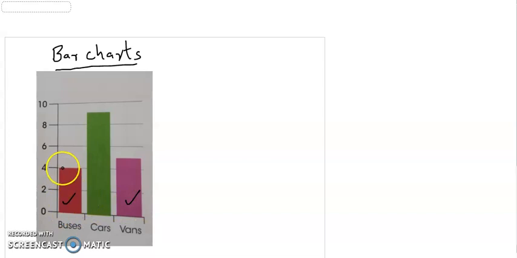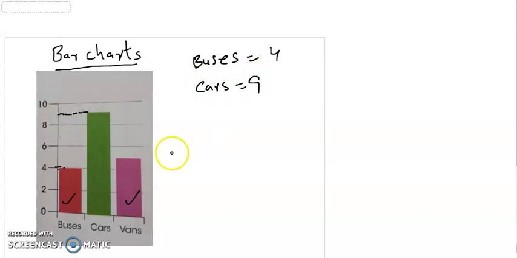Now for the bar for the buses, if we draw a line from here, you can see it is going to be equal to 4. So I can say the number of buses is 4. And if we look at the car, if I draw a line from the top of the bar, it will go halfway between 8 and 10, that is 9. So I can say the number of cars is equal to 9. And if I look at the bar for the vans and draw a straight line from here to read the data, it is again halfway between 4 and 6. So I can say the number of vans is equal to 5.